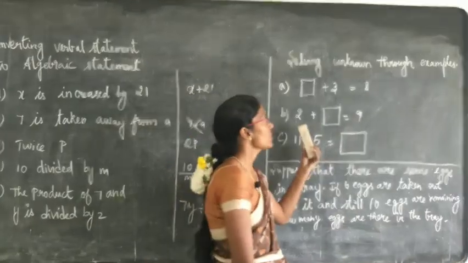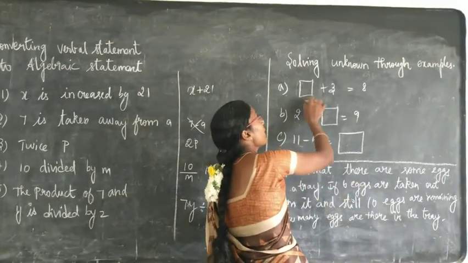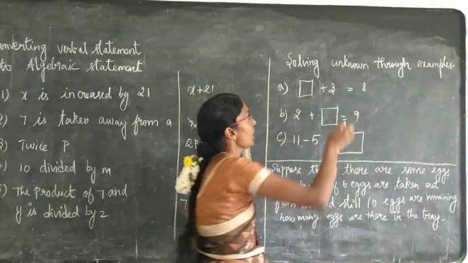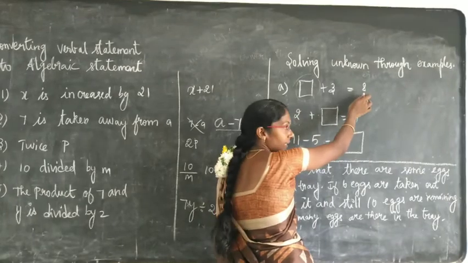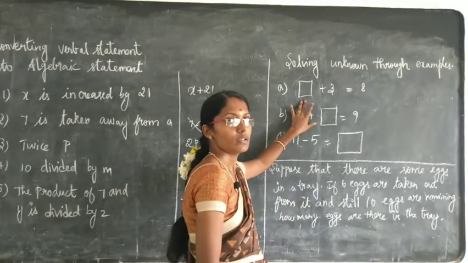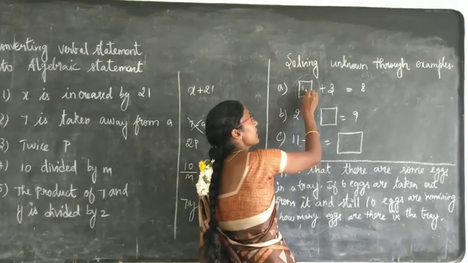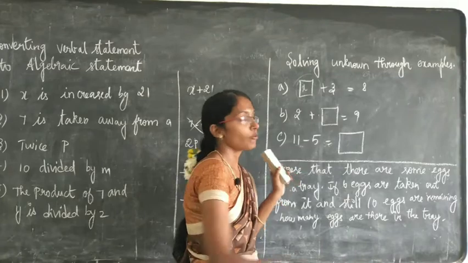Next one, solving unknowns through examples. Here you don't know the value. You have to get 8 by adding 3. So, what value will come here? You can take it as x. You have to find x.